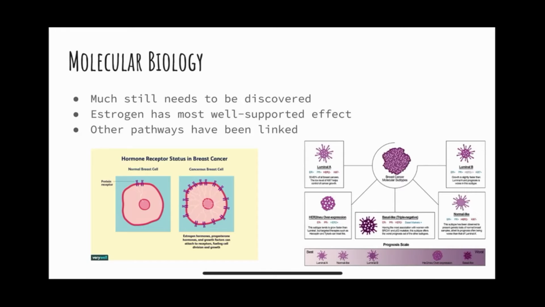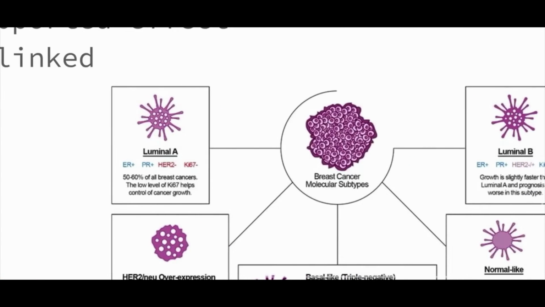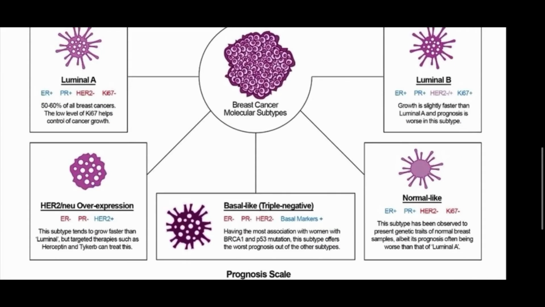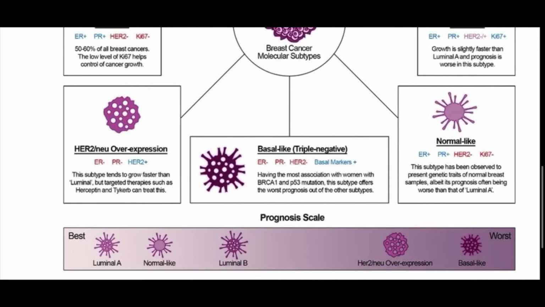The molecular biology of this usually focuses on the estrogen signaling pathway, because that's oftentimes what is causing the tumor, and issues within the estrogen signaling pathway cause the tumor. So here we have a graphic of the different molecular subtypes. We have luminal A, B, HER2 positive, basal-like, and normal-like, and this is the scale of what will have the worst effect.